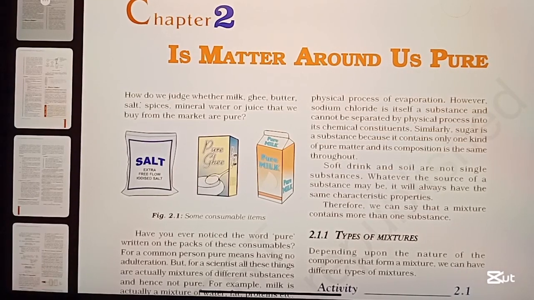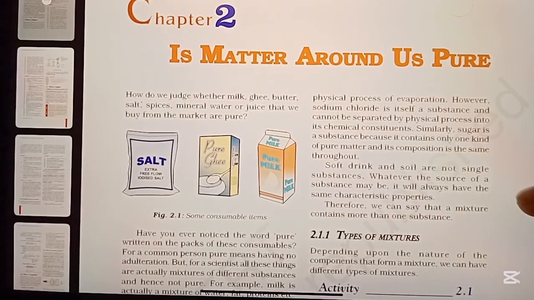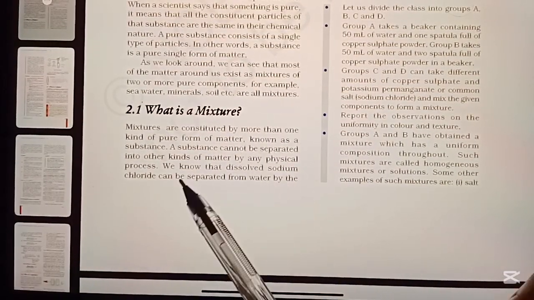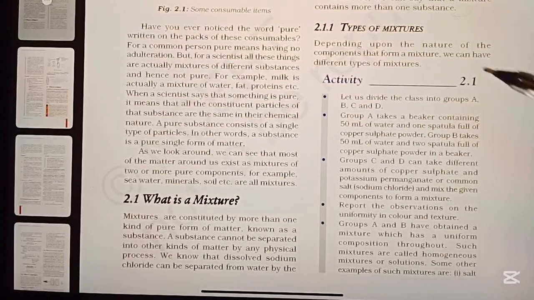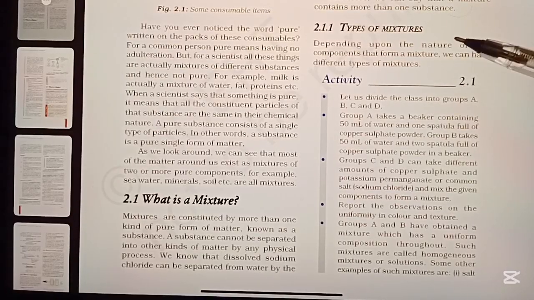Today we will be looking at all the important topics in the chapter "Is Matter Around Us Pure" from grade 9. The first topic is what is a mixture. A mixture is a combination of two or more than two compounds. Next is the types of mixture. There are mainly two types of mixture, homogeneous and heterogeneous.